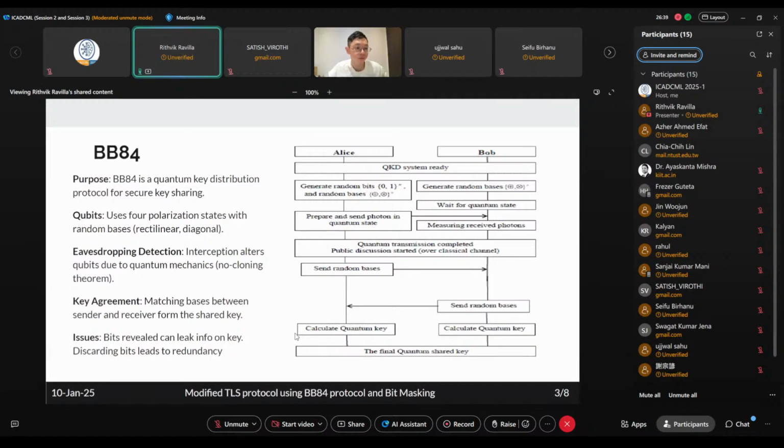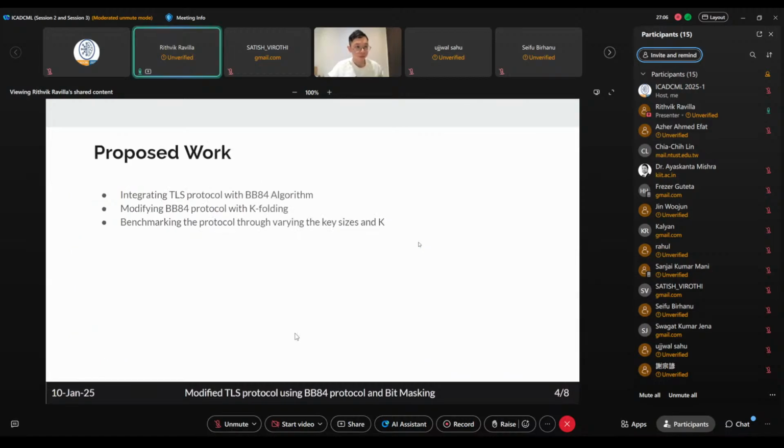So after around q by 2, they can actually calculate the final key, which can then be used for further encryption and decryption. As we said before, we need to reveal generally around q by 2 quantum bits, and this can lead to redundancy, as we have to discard these bits if they're found to be not equal. So for this, we have proposed our methodology of integrating the TLS protocol with the BB84 algorithm, where we substitute the RSA handshake algorithm with BB84.